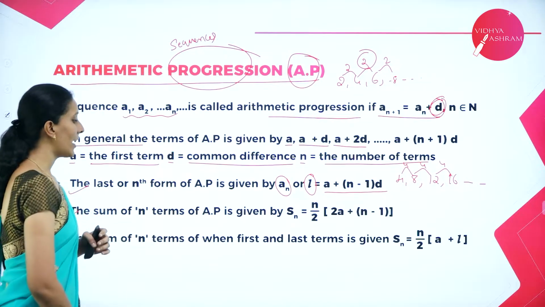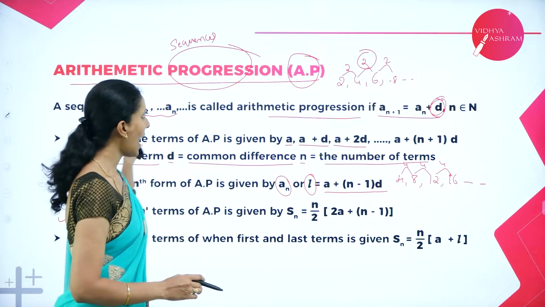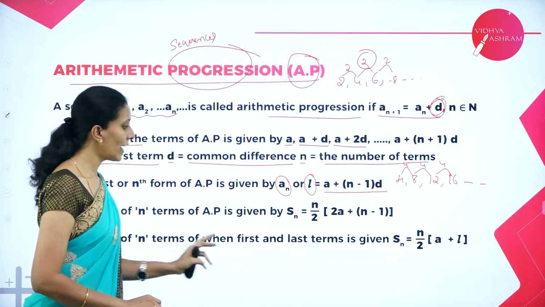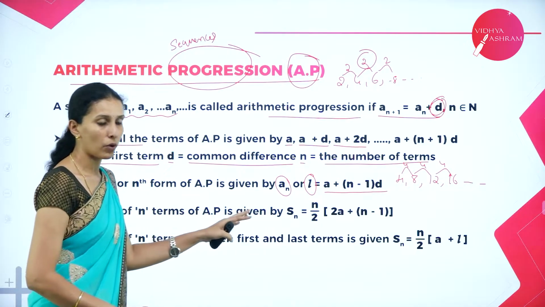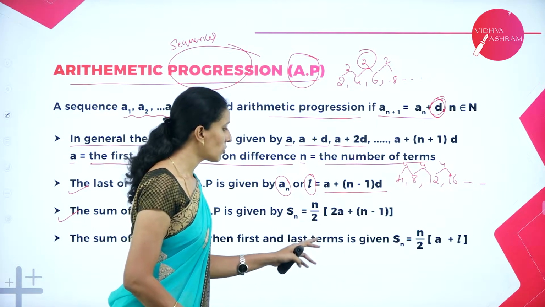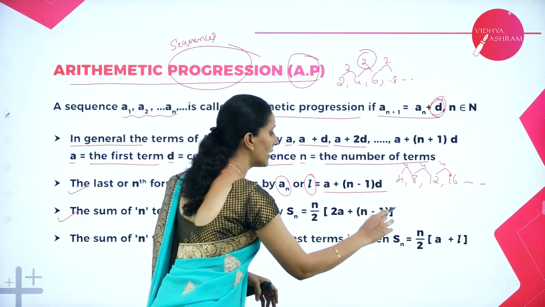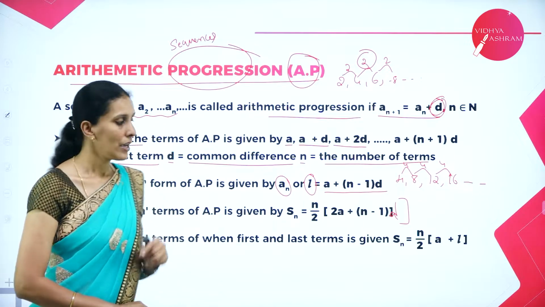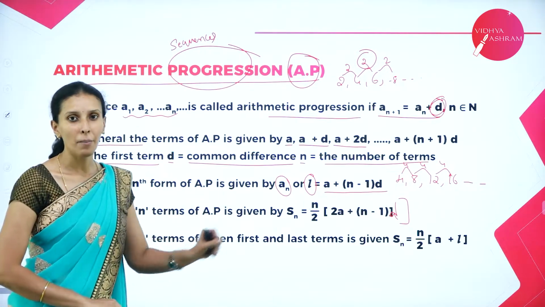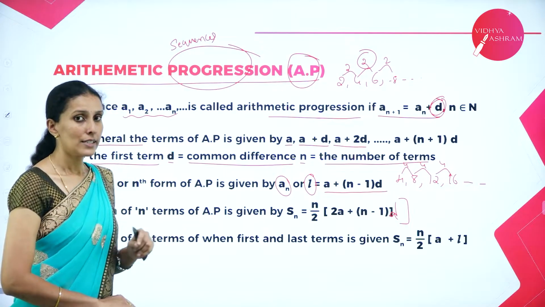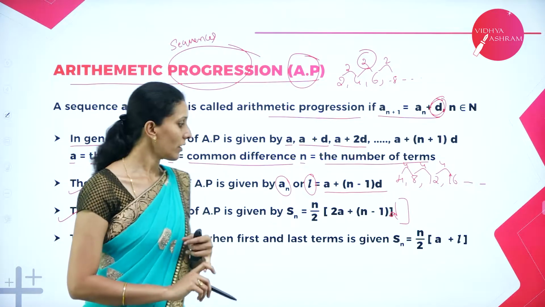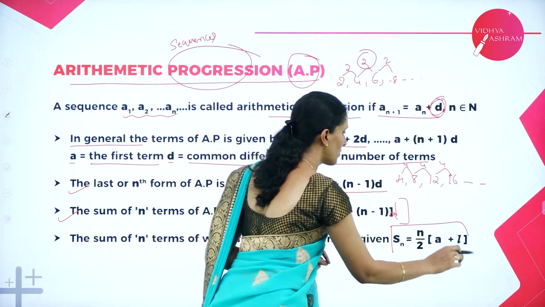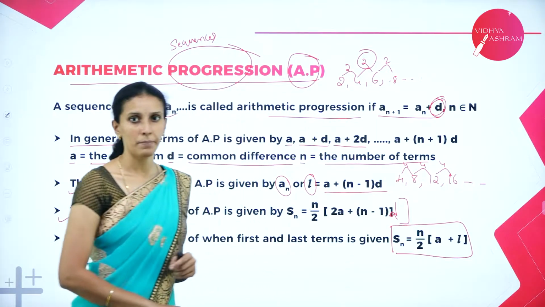Next, the sum of the n terms of an AP. I said when you add the sequences, you will get the series. So, when you add these sequences, you will get the summation Sn of the arithmetic progression using the formula n by 2, 2a plus n minus 1 into D. So, n by 2, 2a plus n minus 1 into D is the formula to find the sum of the arithmetic progression. Suppose you know the first and last term, then the sum of the arithmetic progression can be written using this formula, that is n by 2 into a plus L.